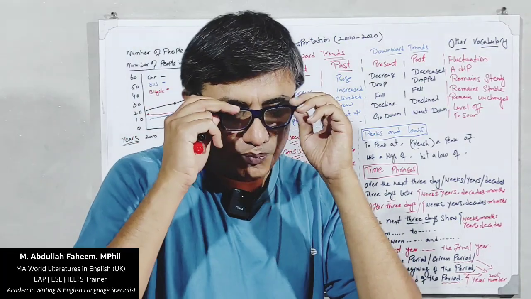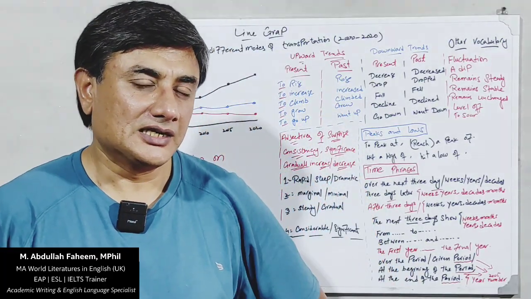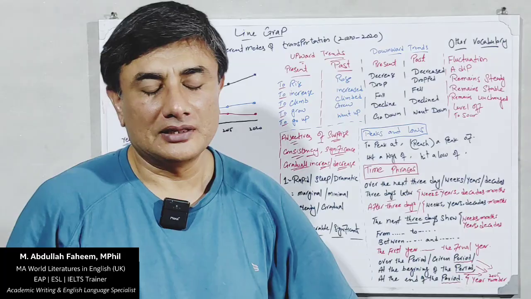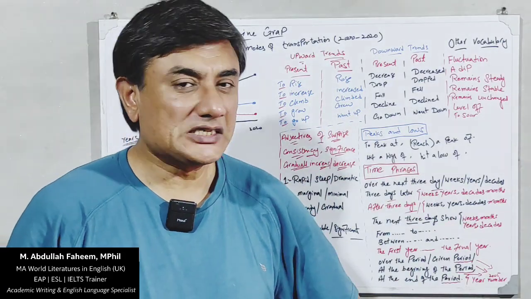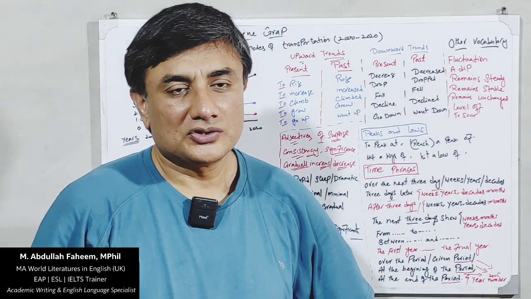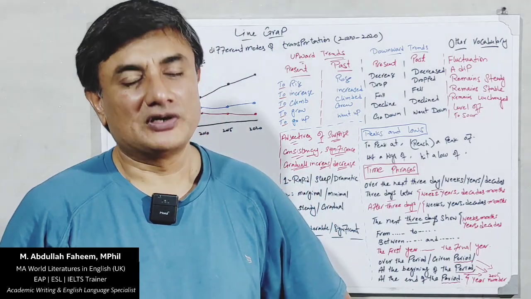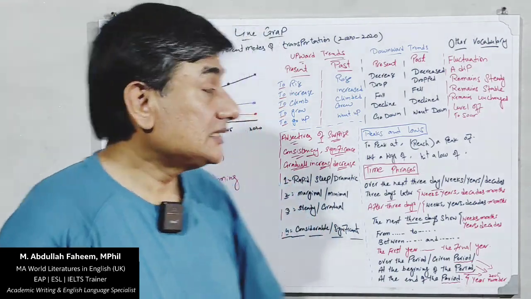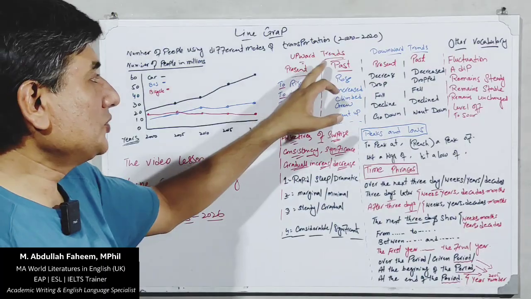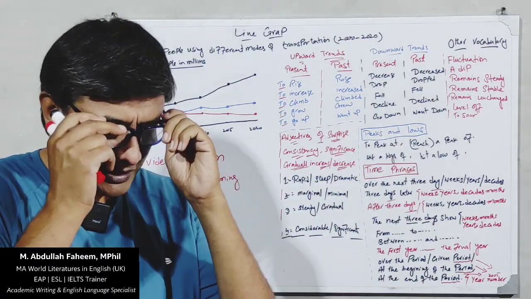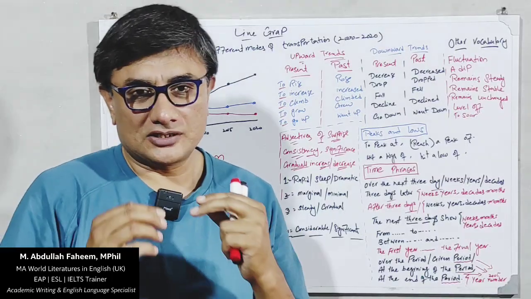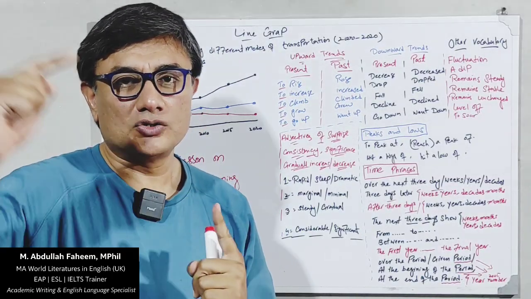Before we start the writing activity, I would like to illustrate some of the vocabulary that is used in such types of paragraphs so that you don't confuse different trends. These are some of the words that are used to indicate an upward trend. By upward trend I mean something that starts from a particular point and goes up.